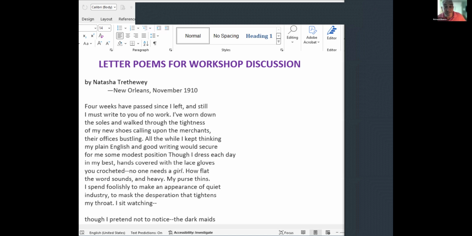Notice all the sensory details. I noticed just by saying the lace gloves you crocheted, she gives the background of her mother, you know, it really pulls that right in there. And it's not much, but it's just you and brings her in.